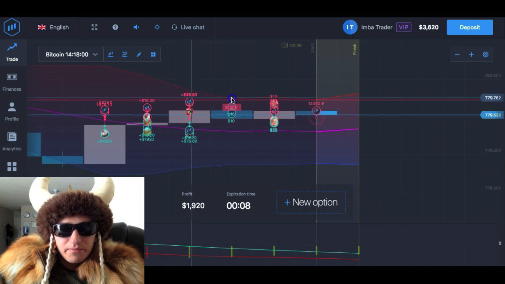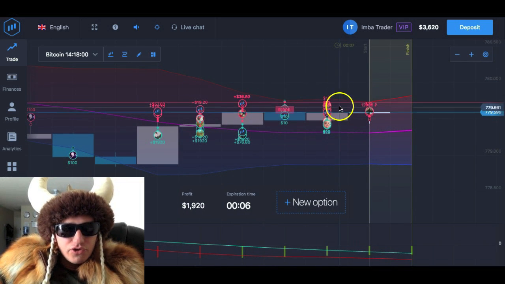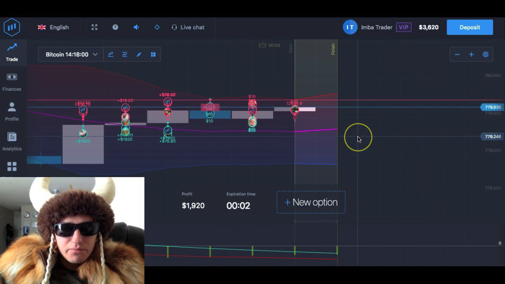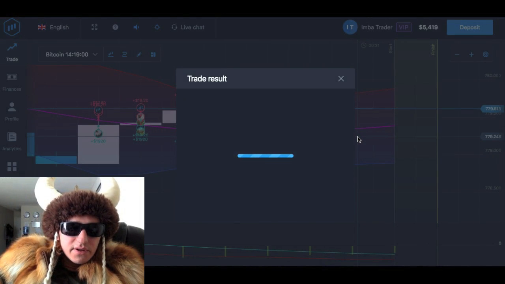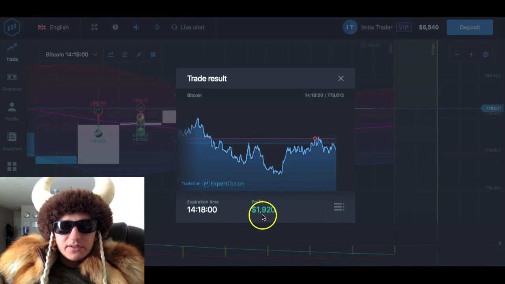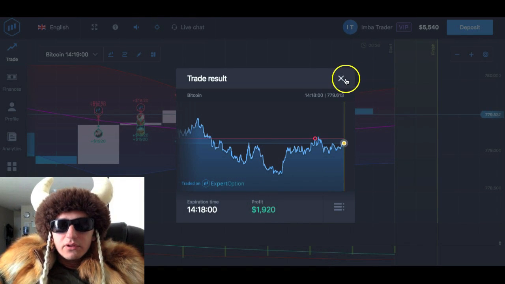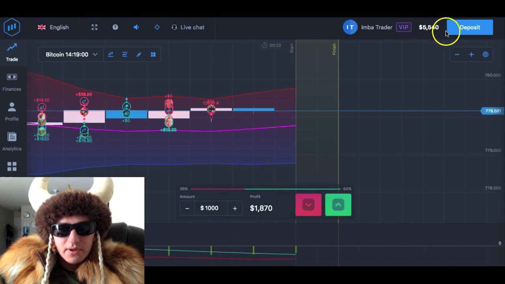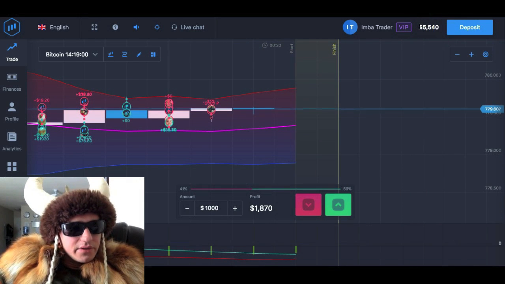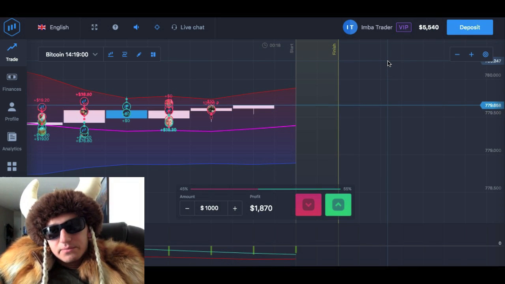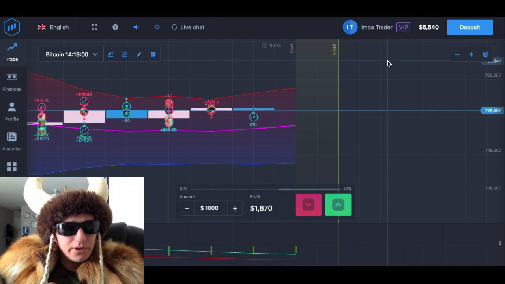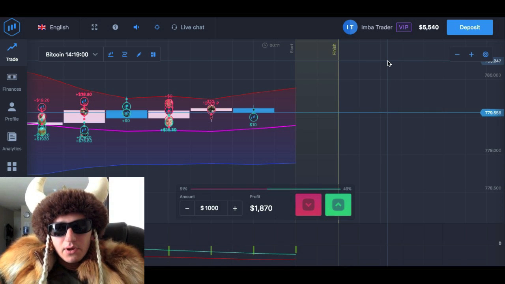We do see how many trades the other people were making during these same periods, and this is it. $1,900 profit. We started with $4,000. We ended with $1,500 profit within 10 minutes or so.